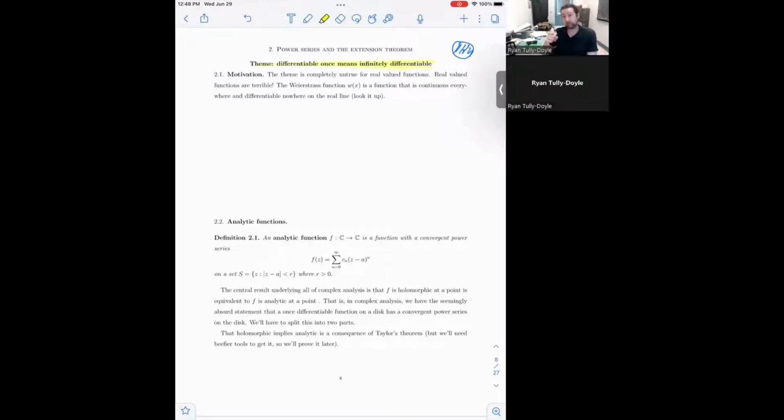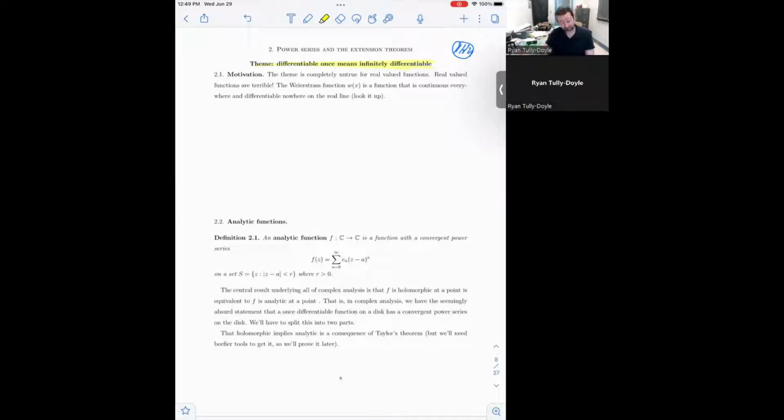The idea here is that we can pivot back and forth between a function possessing a convergent power series in an open set and a function having just a single derivative. And that really structures the sorts of functions that we're going to work with in complex analysis. So I'm going to point out that the theme that we've identified here is completely untrue for real valued functions. Once differentiable on an open set does not in any way imply anything about further derivatives for real valued functions. Real valued functions are terrible.